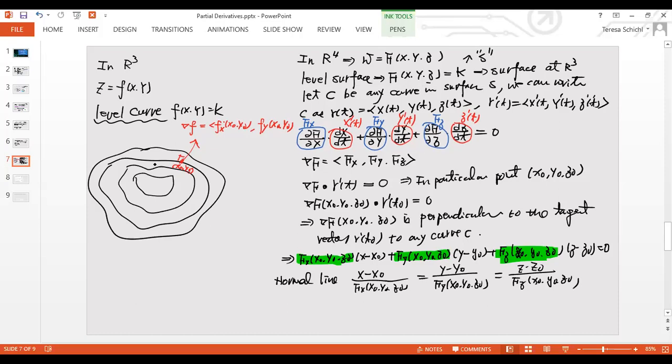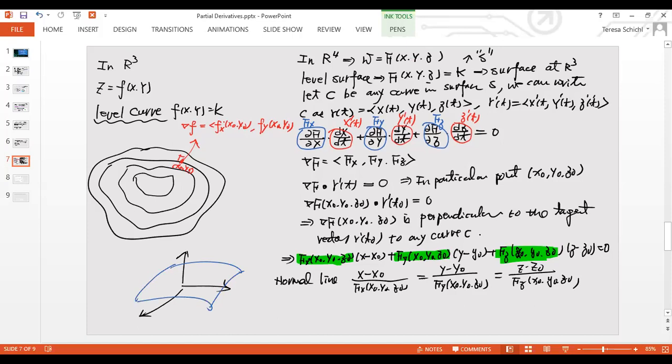R4 has level surfaces, just as R3 has level curves. Of course, I cannot graph the graph of w, but I can graph the level surface. So imagine these things here: for example, this will be a level surface for this function.